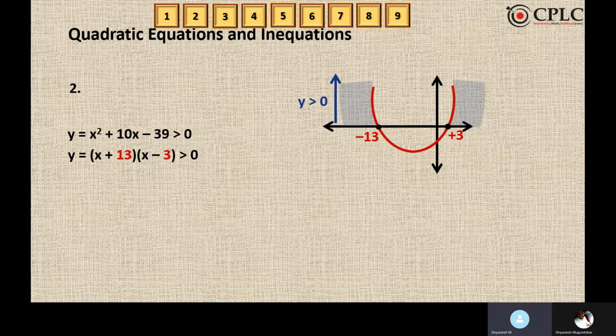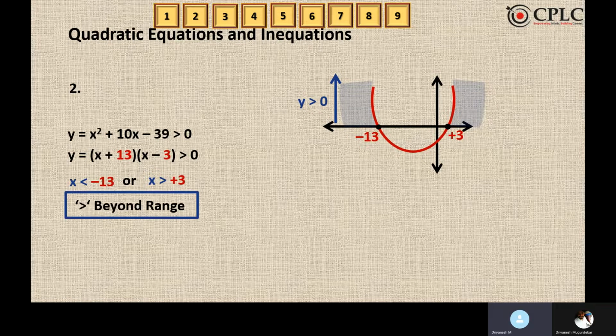So outside minus 13 and plus 3, x is less than minus 13 or x is greater than plus 3. Those are the values of x that will satisfy your inequation, which is option 3.